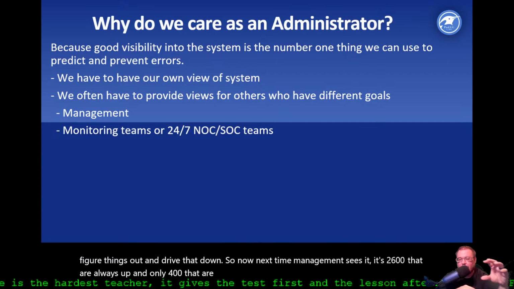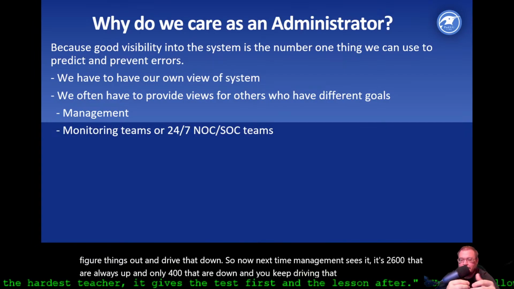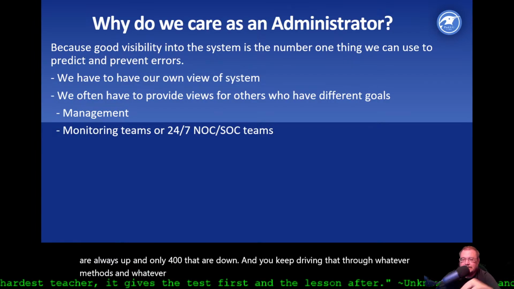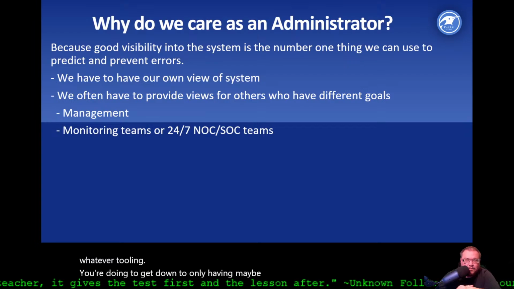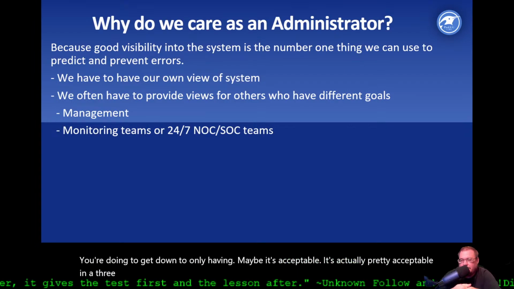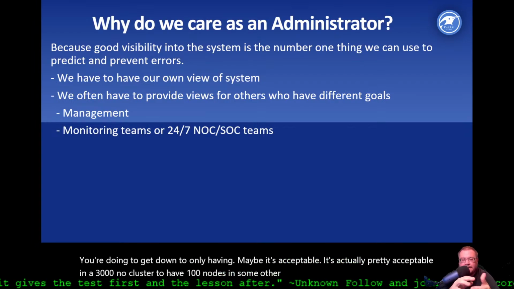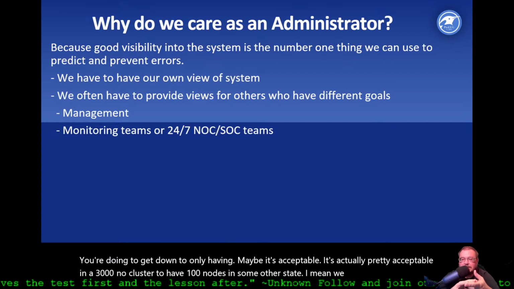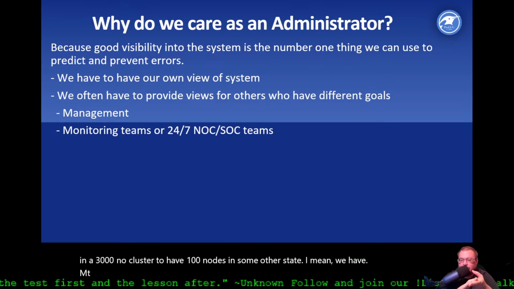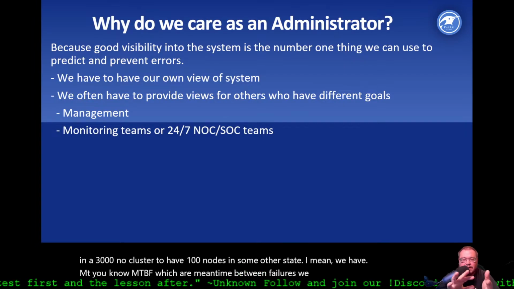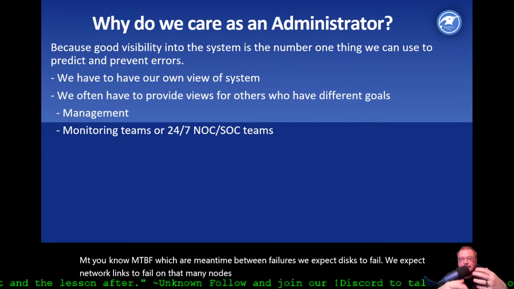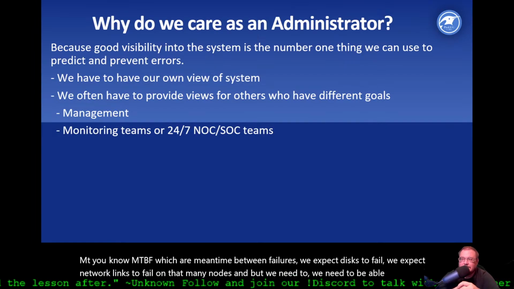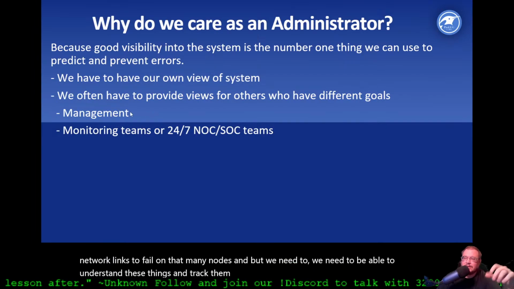And you keep driving that through whatever methods and whatever tooling you're doing to get down to only having, maybe it's acceptable. It's actually pretty acceptable in a 3,000 node cluster to have 100 nodes in some other state. I mean, we have MTBFs, which are mean time between failures. We expect disks to fail. We expect network links to fail on that many nodes, but we need to be able to understand these things and track them, right? So management wants to look at that.